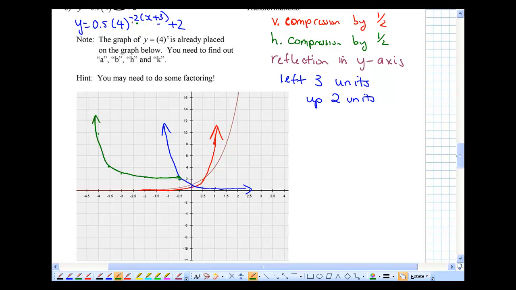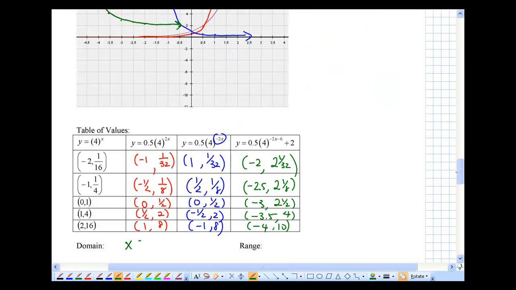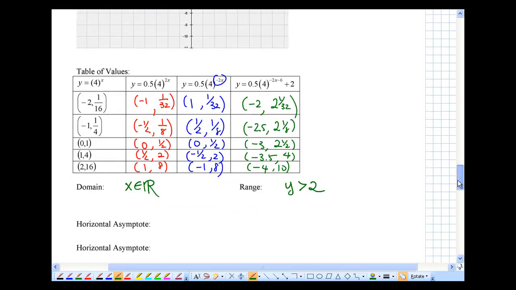And this is the final one, so y equals 0.5, 4 to the negative 2, bracket x plus 3, plus 2. Final answer. Done. And then your domain, well, once again, it's all real numbers. No change. The range is where we see something different. And if you guessed it, yes, it's bigger than 2. You're right. And your horizontal asymptote now, of course, is at 2. Good.